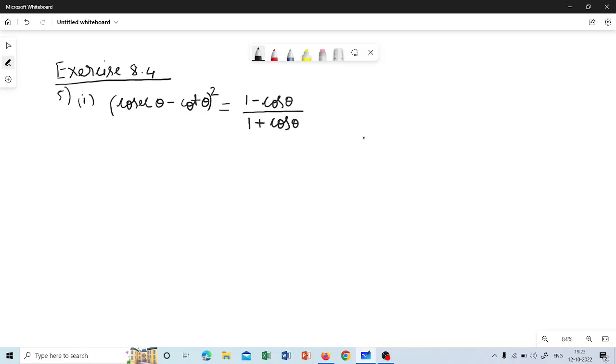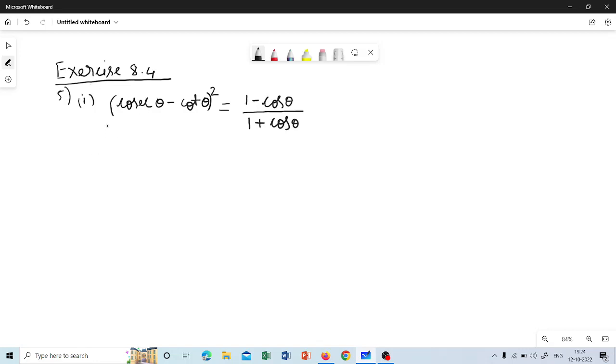Today I'm going to start with the fifth problem of exercise 8.4. This says to prove the following. The LHS is given and you have to prove it is equal to the RHS. So let's see how to do it.